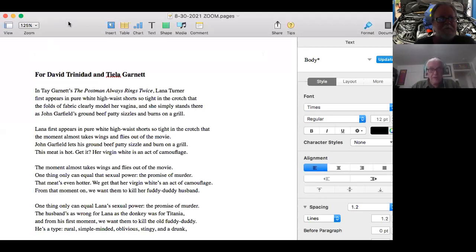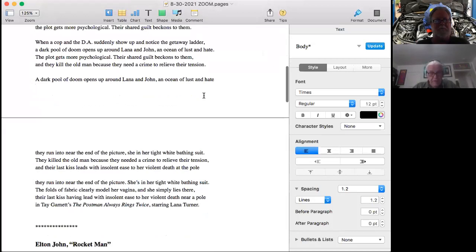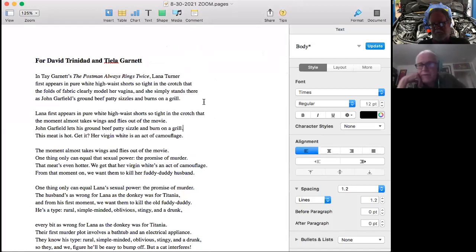So I am now screen sharing the first of the three poems that we'll be discussing. And this one is entitled "For David Trinidad and Tay Garnett." Rather than say anything about the poem now, I'd just like to read the entire thing and then go back and make some comments on how it came to be. Here it is.